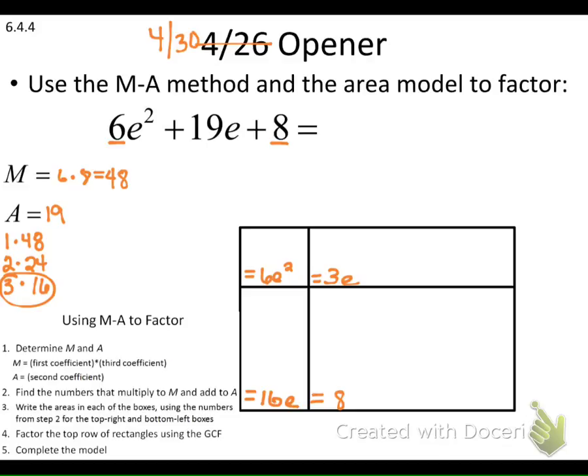So now we move to the next step. It says factor the top row of rectangles using the greatest common factor. So we're going to look at this top row right here, and we're going to find the greatest common factor for 6 and 3. You can do this in 2 ways. If you know what the greatest common factor is automatically, you do not have to make the factor trees. But if you don't, then you're going to need to do the factor trees. What's the largest number that both 3 and 6 can be divided by?